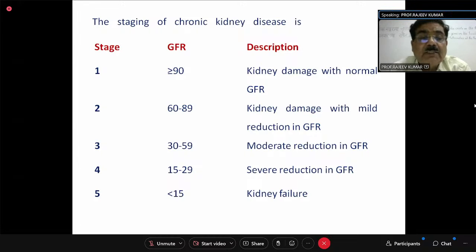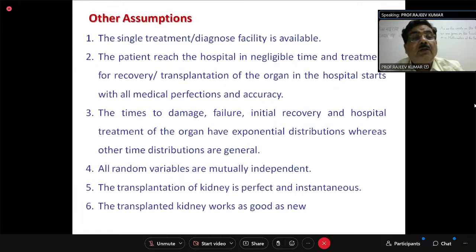So these 5 stages are there, and whenever GFR is less than 15, then the kidney fails. The only possibility then is to replace the kidney, the doctor has to replace the kidney. Now these are the 5 stages you can notice. Taking care of these 5 stages and taking care that it is CKD, we are not taking care of AKI.